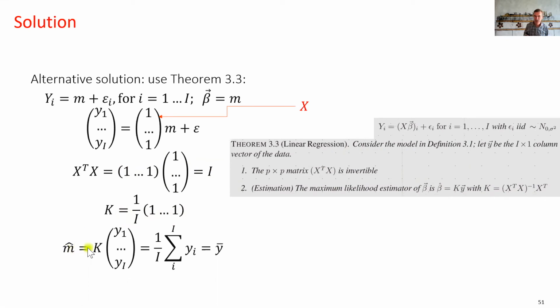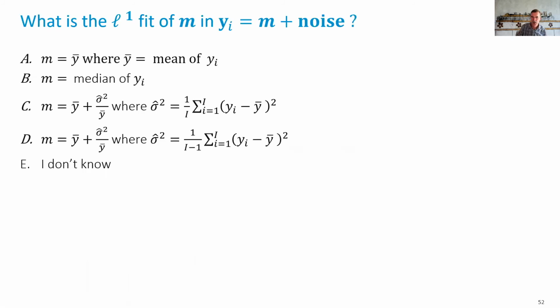Therefore, m hat is equal to the K matrix applied to the data. If I apply this row vector of ones to this column vector of data, that gives me y bar. So that's another way of getting the estimate. A very complicated way, but that's reassuring. It shows how the general method works. So we have seen what the least square model gives. What does the L1 minimization model give? I have the same model, but I assume now that the noise is Laplace, therefore I do an L1 fit. What will I get?